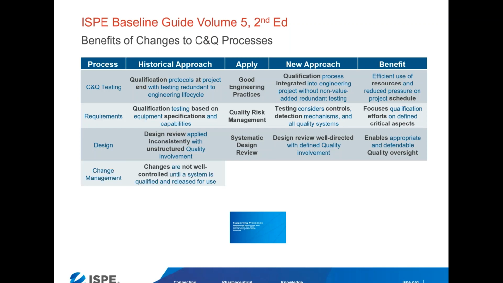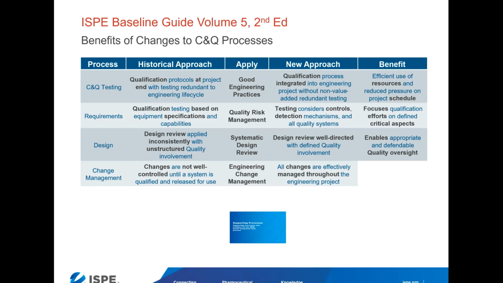If we look at change management, the historical approach has been that changes throughout the project delivery are not well controlled until a system is qualified and released for use. The age-old argument of does change control apply at the start of IQ, at the end of IQ, at the end of OQ? The revised baseline guide applies engineering change management, again, as a robust, good engineering practice process.